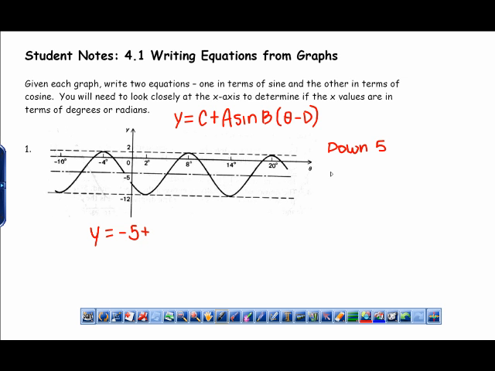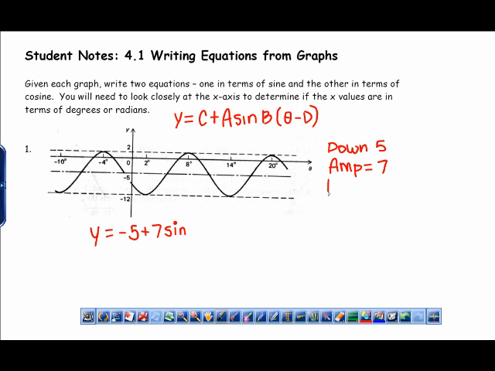The next thing we need to figure out is what is the amplitude. This is your A value. So our amplitude from negative 5 either down to negative 12 or negative 5 up to 2. That's 7, a distance of 7. So our amplitude is 7. So we're going to put a 7 right there. Like I said, we're going to do the sine curve first.